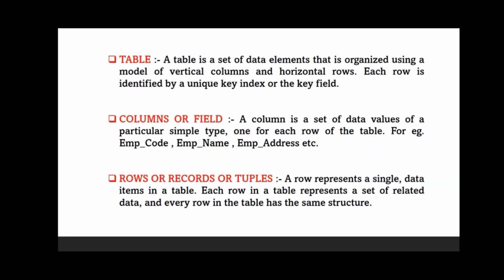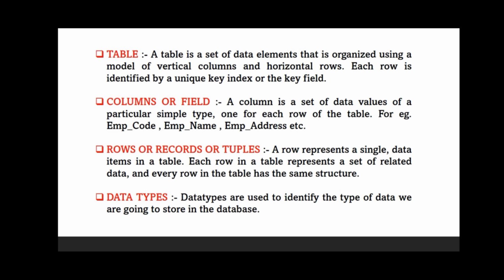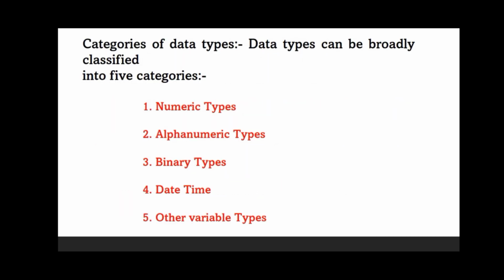Then data types. Data types are one of the important things. Data type means which type of data. For example, name must be in character, isn't it? And age will be numeric. So data may be of 5 categories: numeric type, alphanumeric type, binary type, date type, and other variable types. These are the 5 types of data types available in a database.